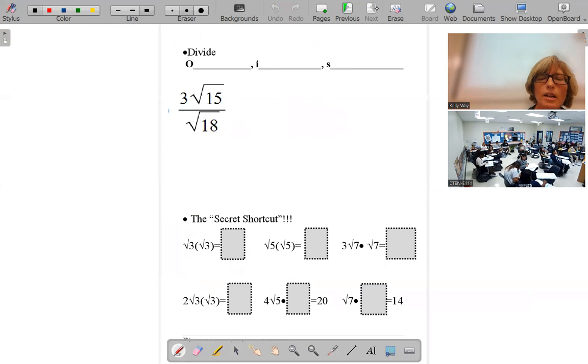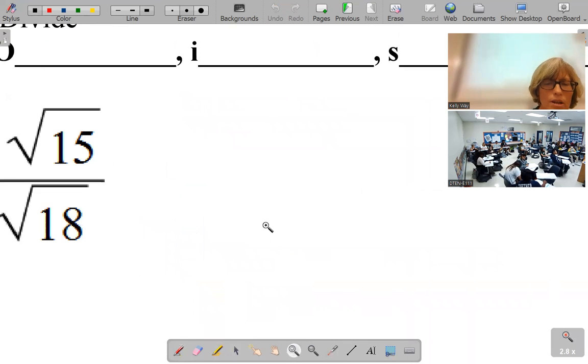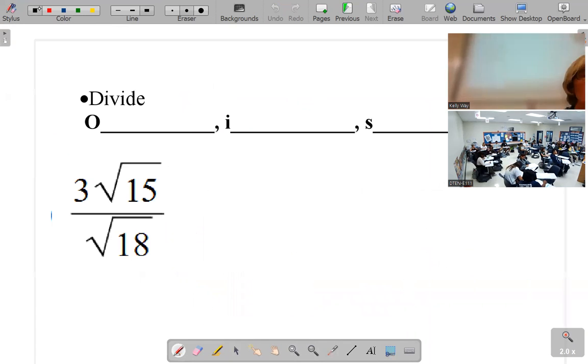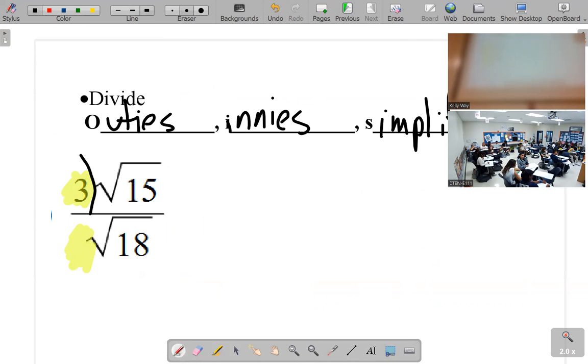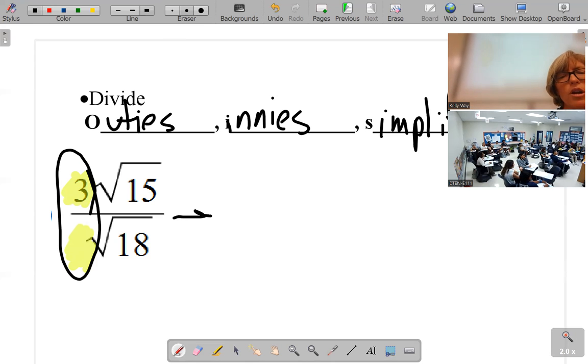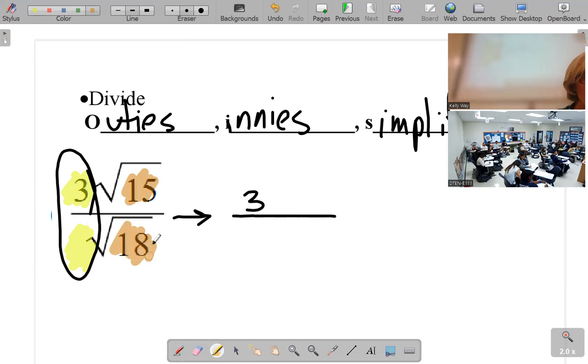Divide gets a little bit more interesting. Just kind of draw a circle in the outies. Can you reduce any of those? No. Okay, so we're just going to carry it over. So we got a 3 over. We've done our outies. Let's look at our innies. These are both divisible by what? 3. So we're going to go like this.